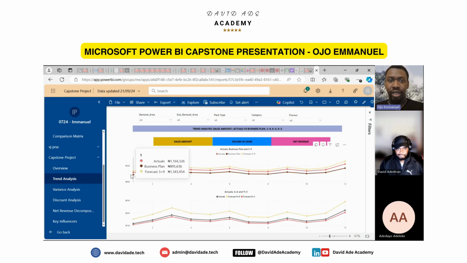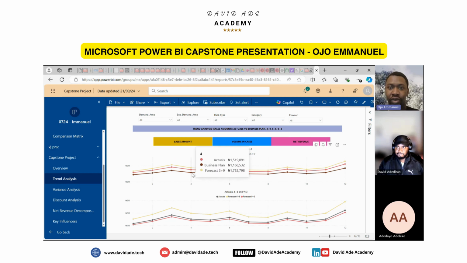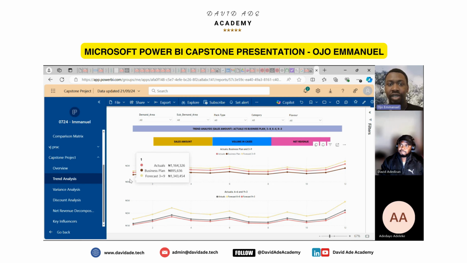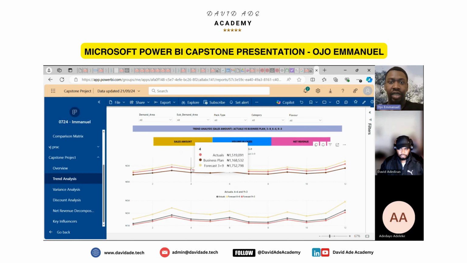Looking at this trend analysis, we can see there's a trend whereby during the last quarter, we can see there's a decrease compared to what the business had in the first month of the first quarter. We can see that in the actuals there was a rise, in the business plan there was a decrease, and there's a rise in the forecast 3+9. If we look straight down to the end of the first quarter, we can see that there's a decrease.